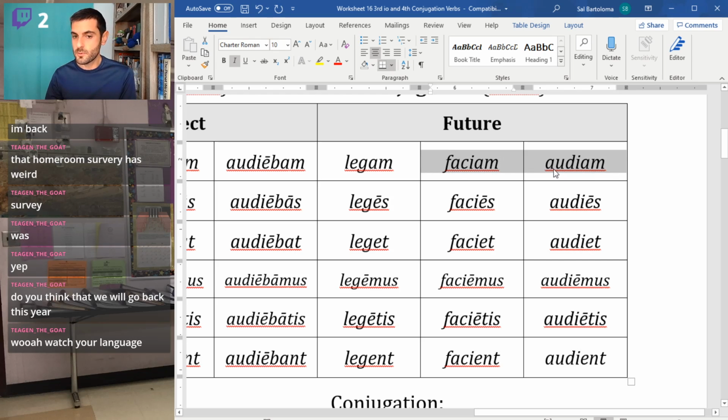And remember that third io and fourth, they have an io, facio. So you got faciam, right? Audio, audiam. So the i is just part of the stem, right? It's part of who that verb is.